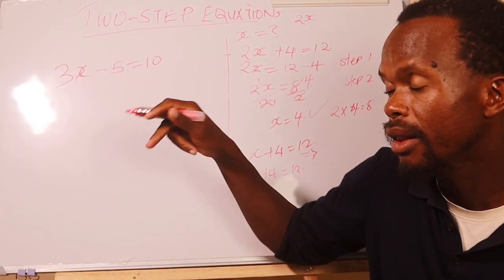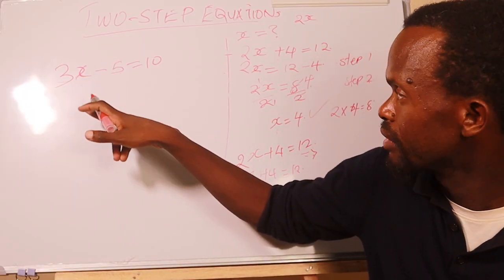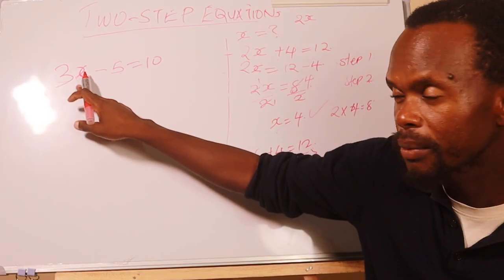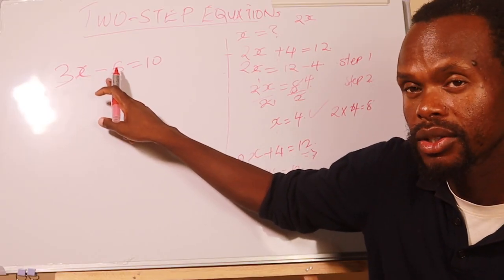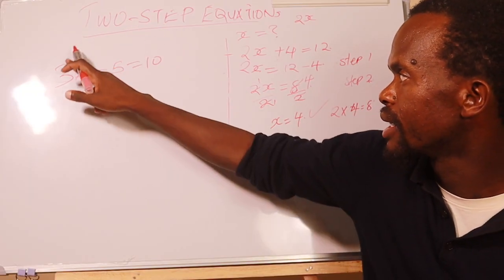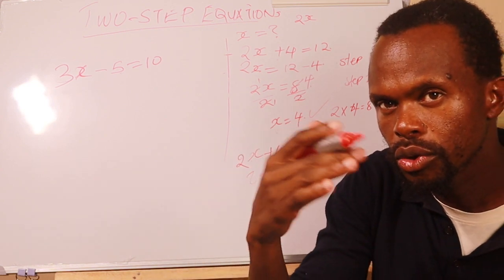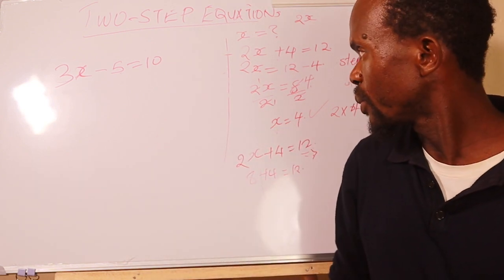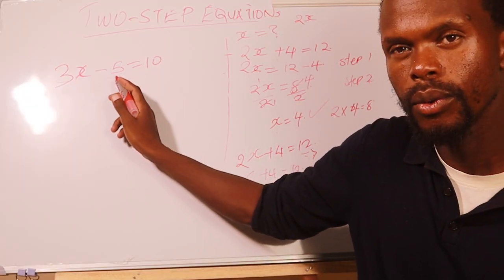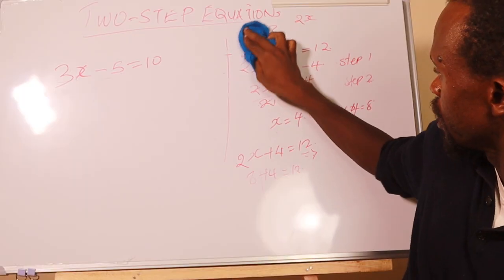It is a two-step, and therefore two operations have been done on x, the value of this variable x. As you can see, there's the multiplication part, which is 3. Then there is the subtraction part, and those are the two things which have been done on x. So what we're going to do is undo that, and the way we are going to undo that is, first of all, dealing with the subtraction. First, let me subtract this.